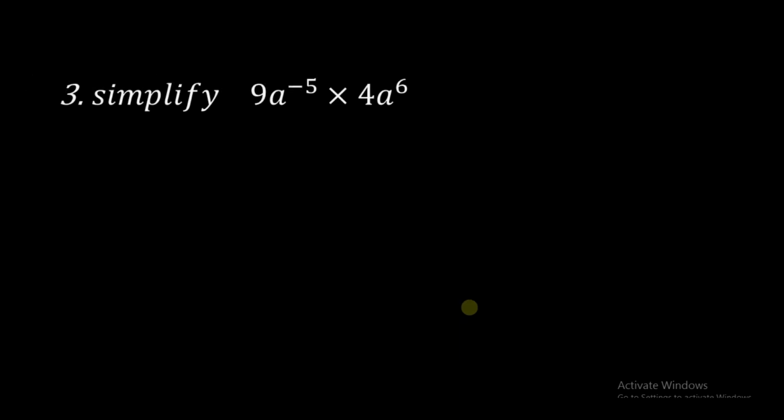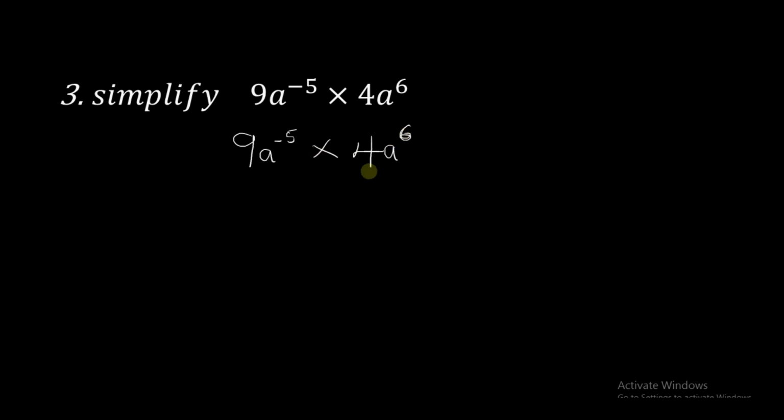Okay, let's take another example, example 3. Example 3 is: simplify 9a raised to the power of minus 5 times 4a raised to the power of 6. I want you to really observe this question very well because it's a bit confusing. So you have 9a raised to the power of minus 5 times 4a raised to the power of 6.